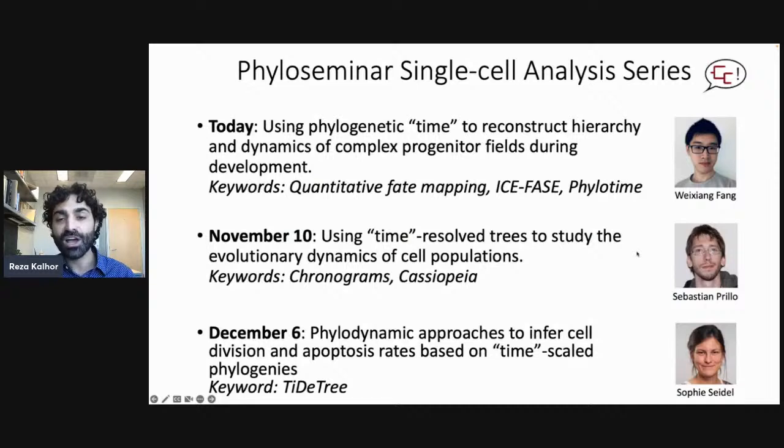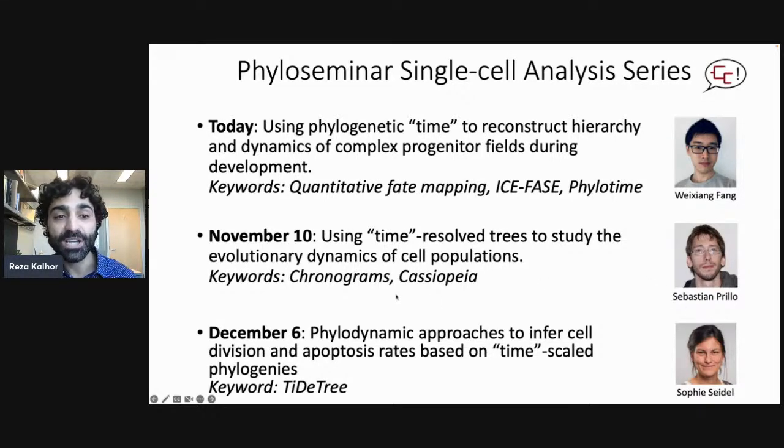This is the first talk in a series of three that talk about these two challenges that I introduced. In the first talk today, I'm going to talk about using time in phylogeny to reconstruct a hierarchy and dynamics of complex progenitor fields during development. This work was almost entirely led by Wei-Xiong Fang, a phenomenal postdoc in my lab, who's also co-mentored by Hongkai Ji.